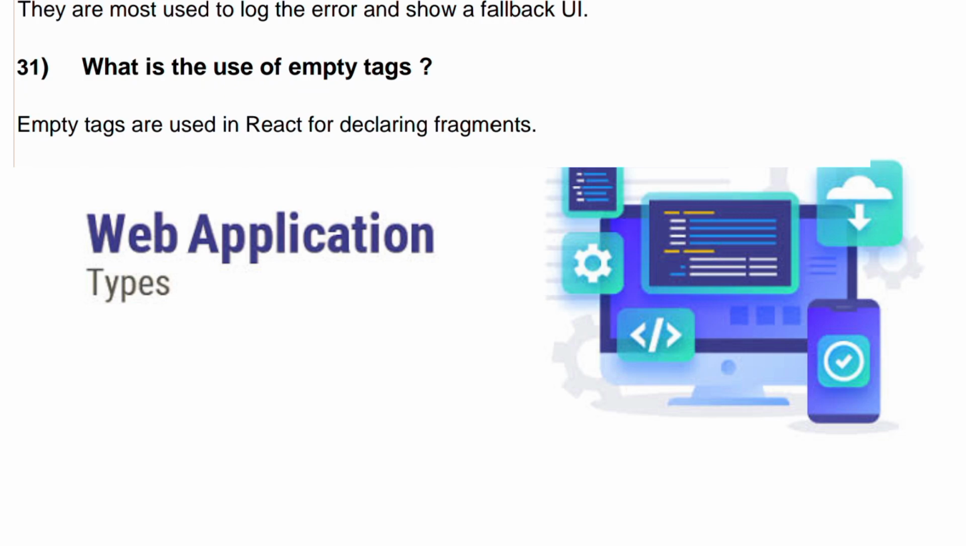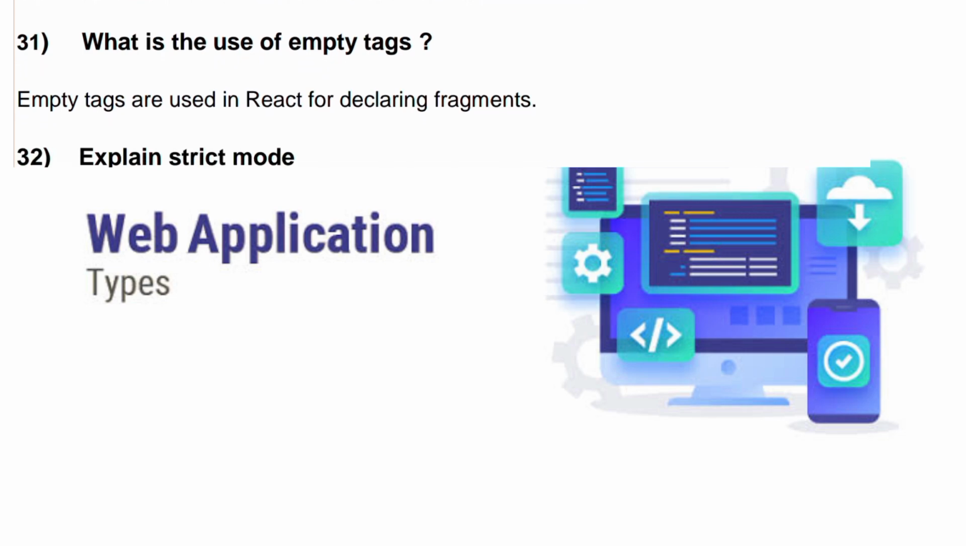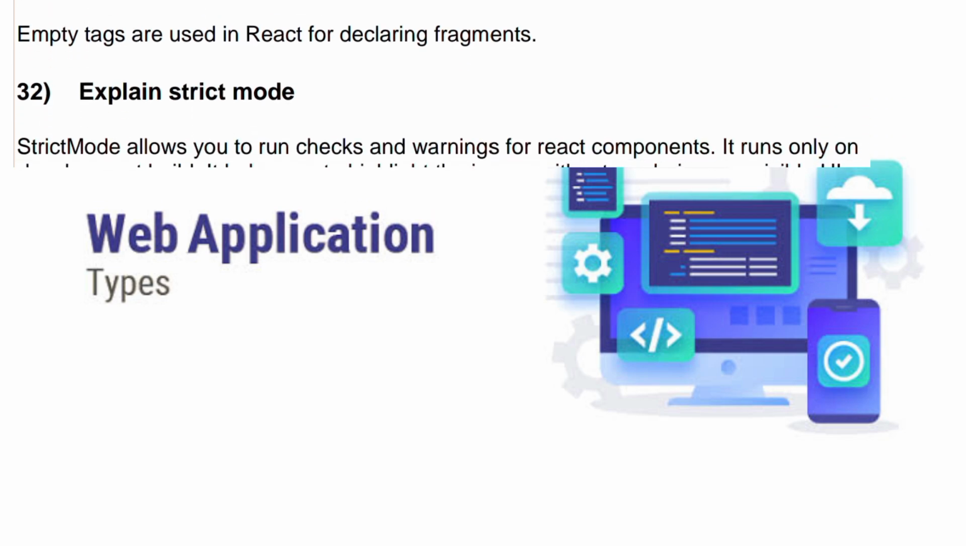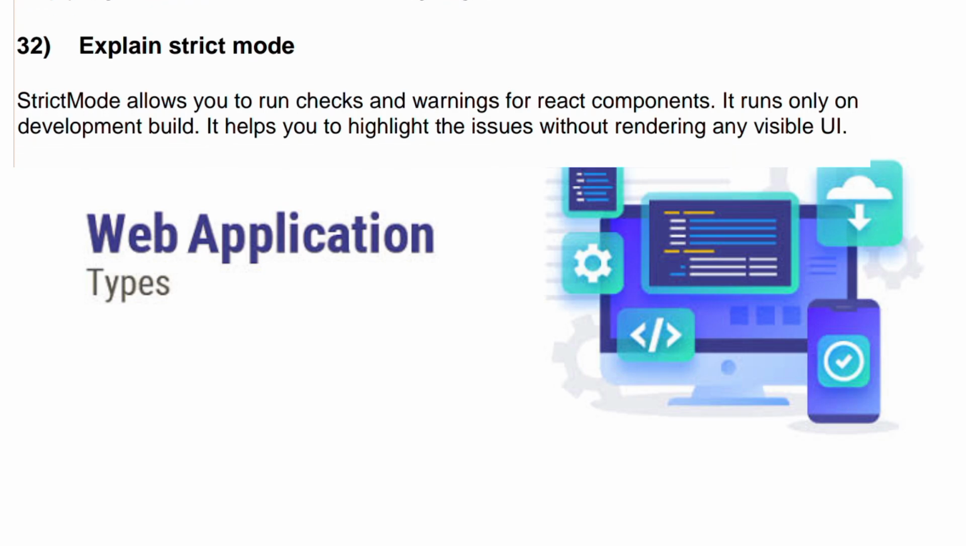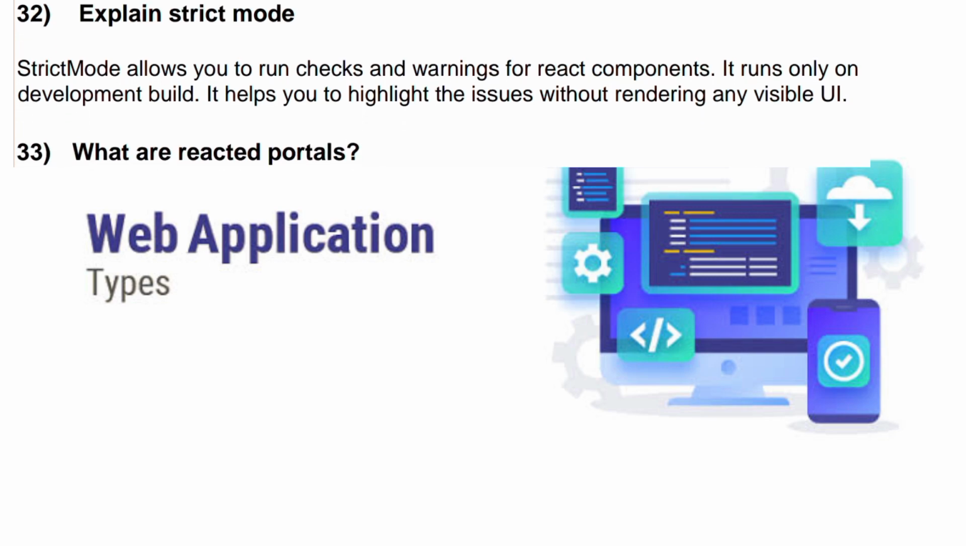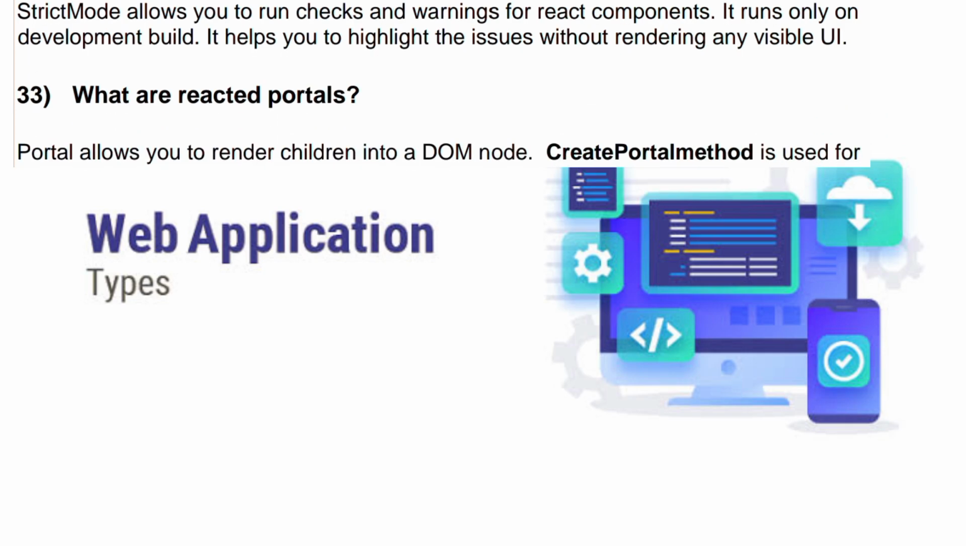Now the next question, what is the use of empty tags? Empty tags are used by React for declaring fragments. Explain strict mode. Strict mode allows you to run checks and warnings for the React component. It runs only in the development build. It helps you to highlight issues without rendering visible UI.